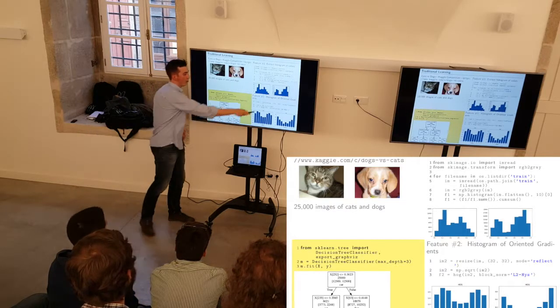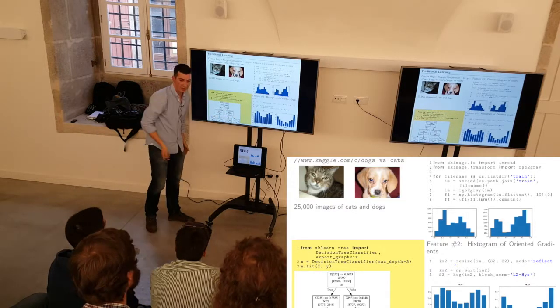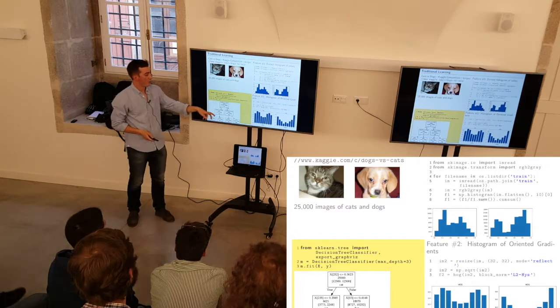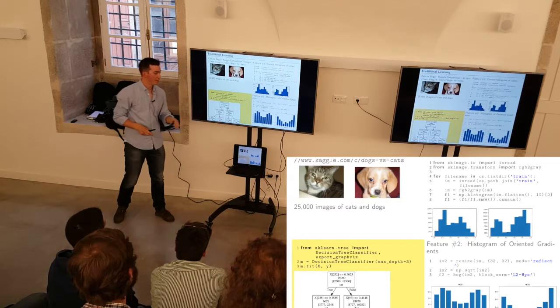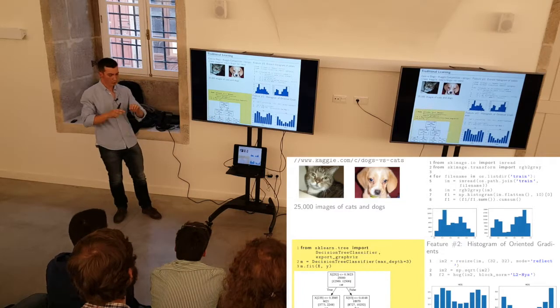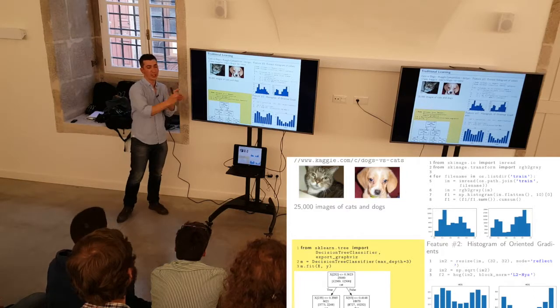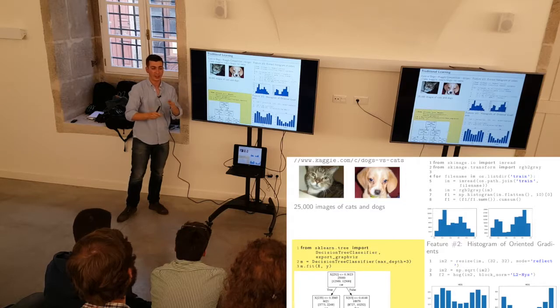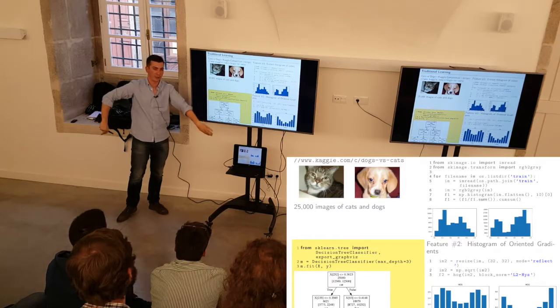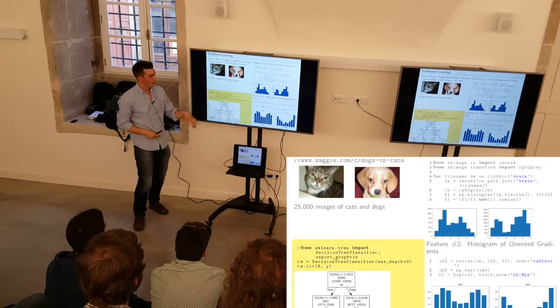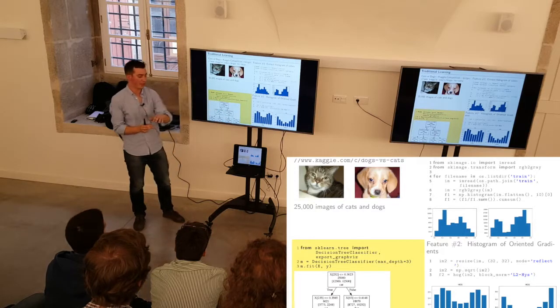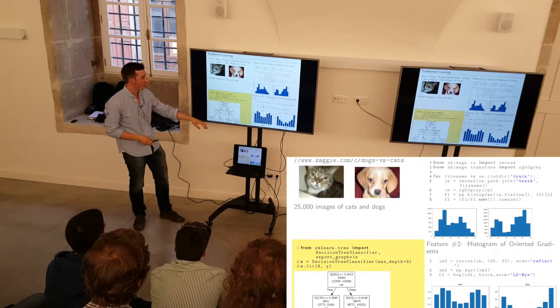So we have these features, and now we can use machine learning. We can use, for instance, a decision tree, which looks at every feature and every value, and finds the rule that separates the data best at each node. We are going to truncate it at depth three, and we get something like this.